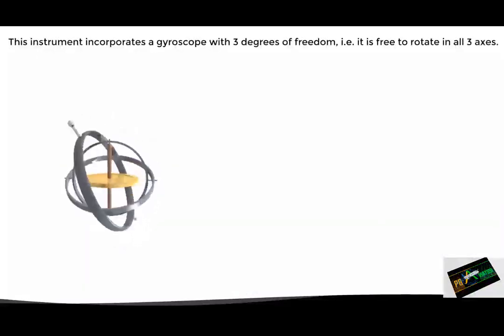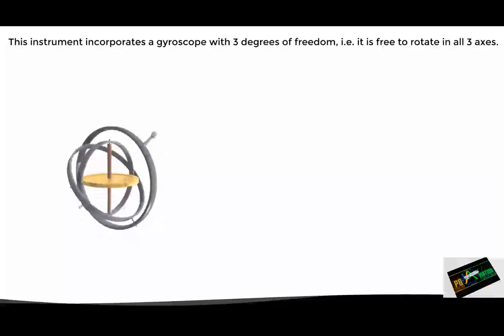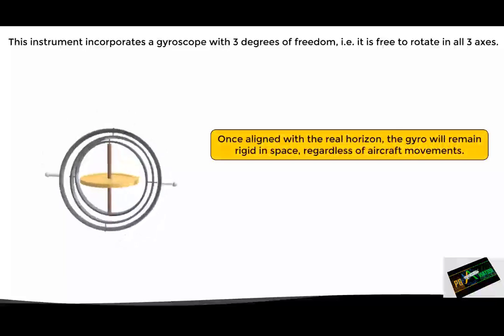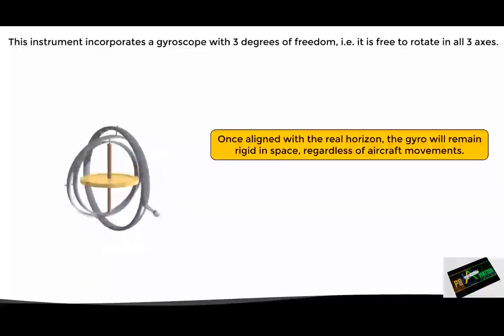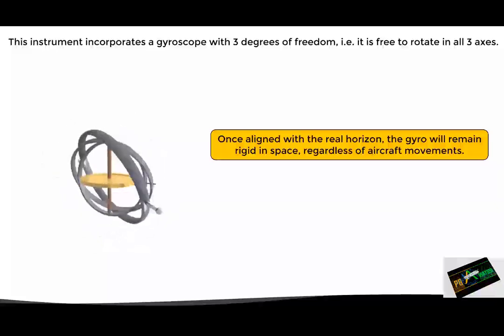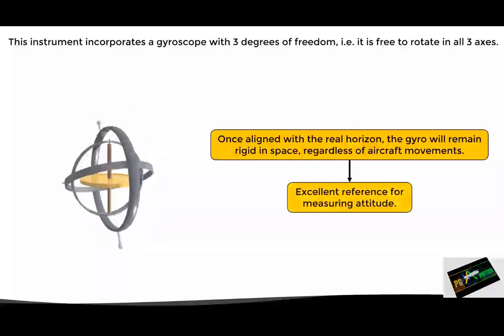Apart from this, the gyro has 3 degrees of freedom, which means that it is free to rotate in all 3 axes. This implies that, once aligned with the real horizon, the gyro will remain rigid in space, regardless of aircraft movements. That's why it is an excellent reference for measuring the attitude of the aircraft.